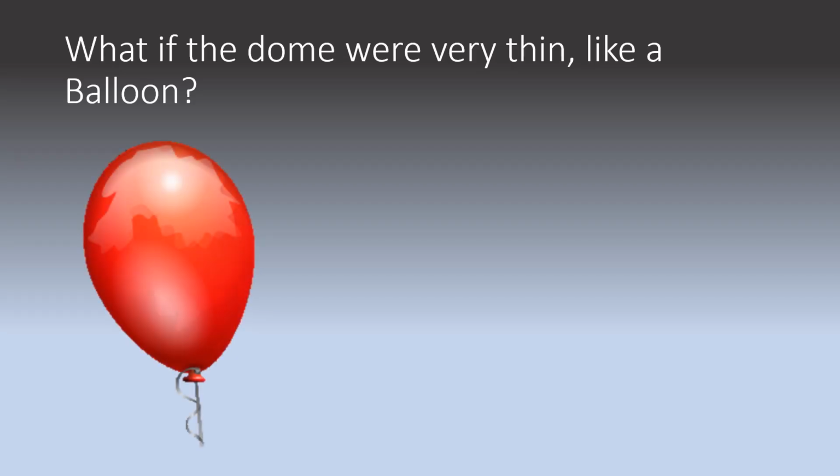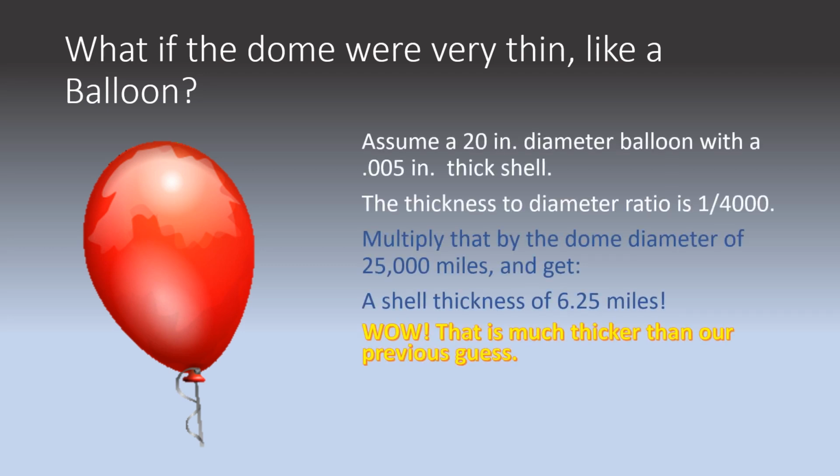What if the dome were very thin, like a balloon? Let's assume a 20-inch diameter balloon with a 5,000-inch thick shell. The thickness to diameter ratio is then 1/4000th. Now multiply that by the dome diameter of 25,000 miles, and get a shell thickness of 6.25 miles. Wow! That is much thicker than our previous guess.